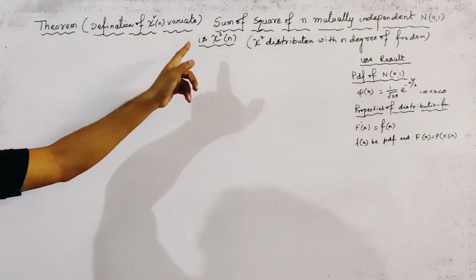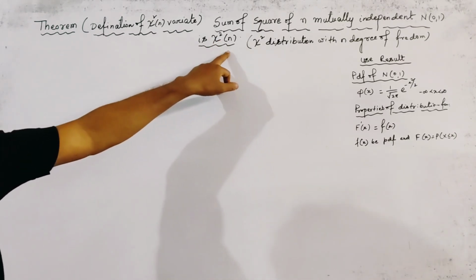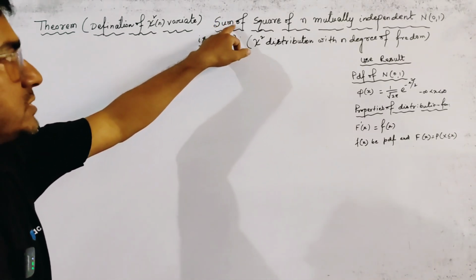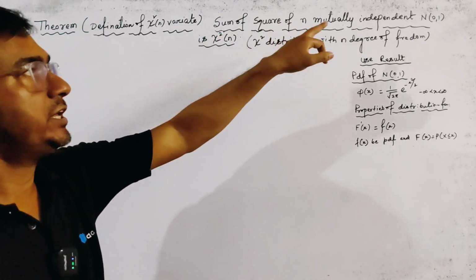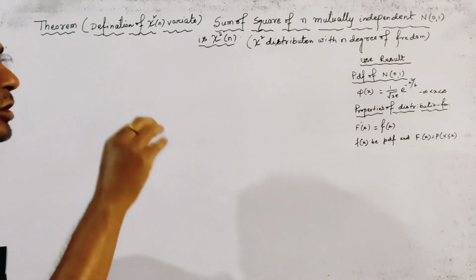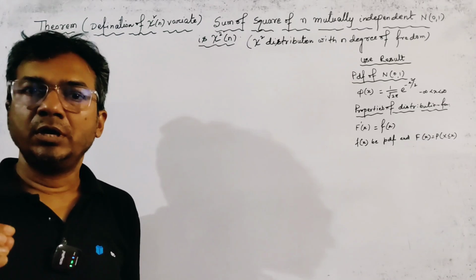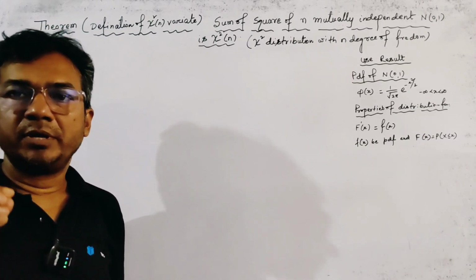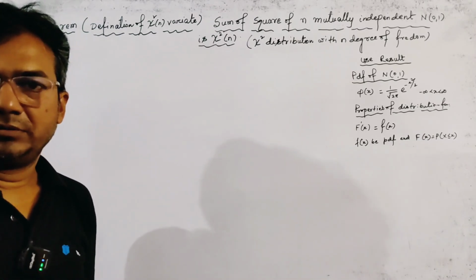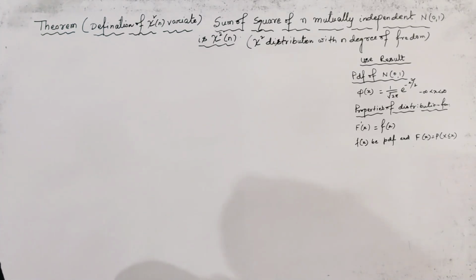How do we say this is a Chi-Square variate if we take the sum of the squares of n mutually independent normal 0 1 variables? To prove this theorem or this definition of Chi-Square variate, we use the principle of mathematical induction. So we first take n equal to 1.